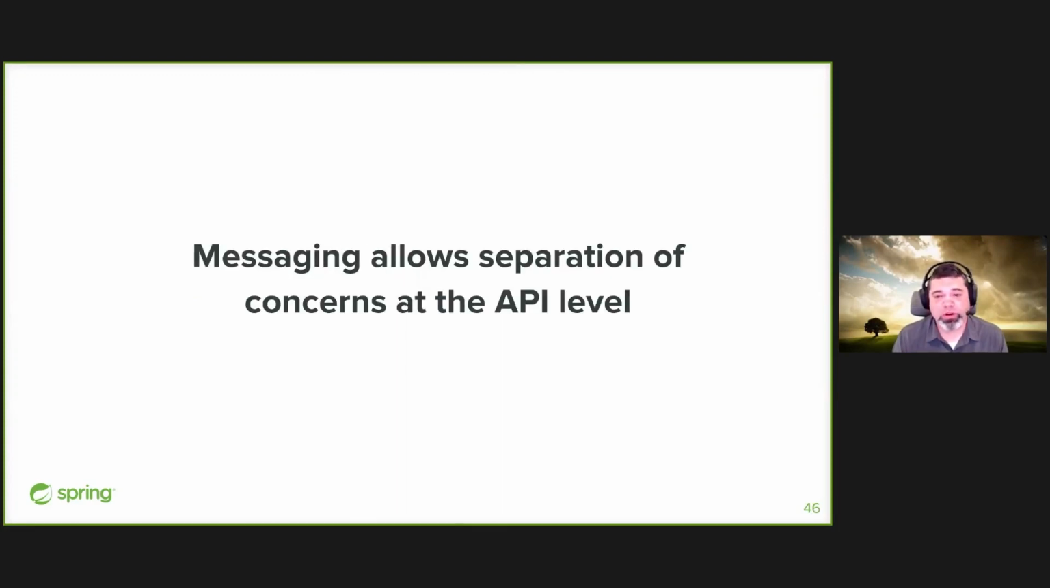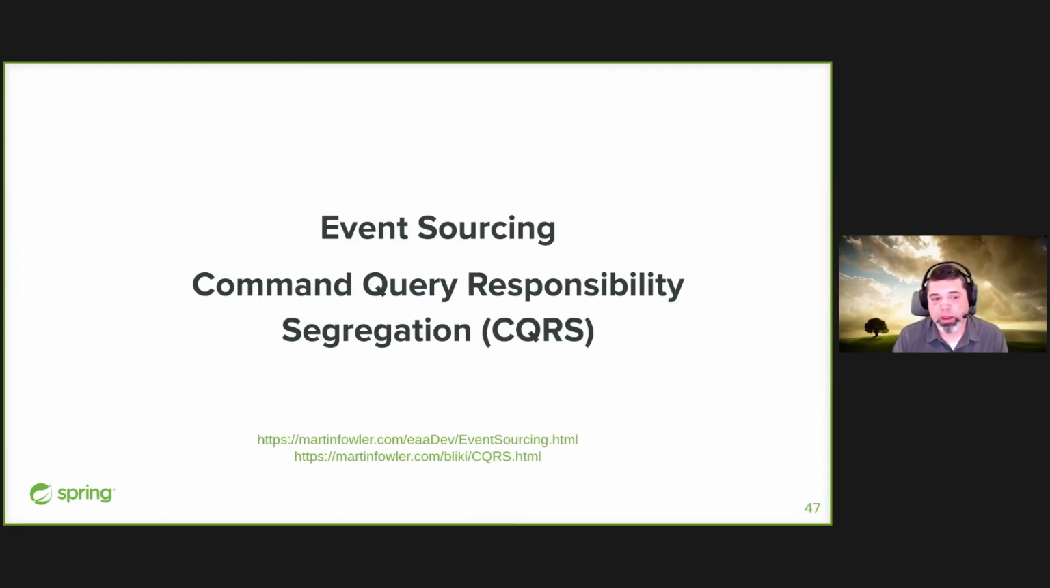And messaging allows for separation of concern at the API level. That means that consumers who are interested in a particular set of data can just listen for the appropriate messages. There doesn't have to be tight coupling between services in our microservice architectures. And architectures such as event sourcing and command query responsibility segregation, or as most of you probably know it, CQRS, depend heavily on these message systems. I know there are some talks later in the conference about event sourcing, so watch for those.